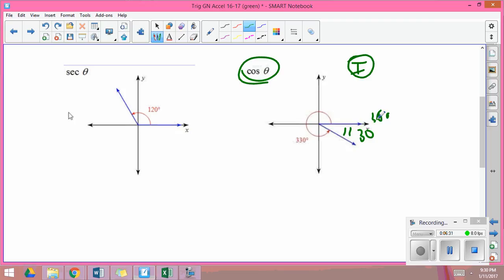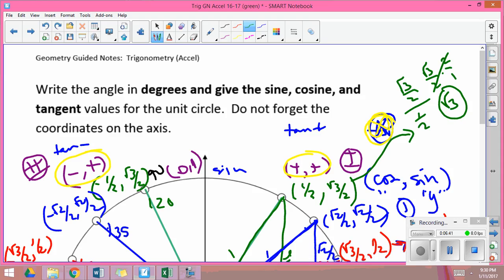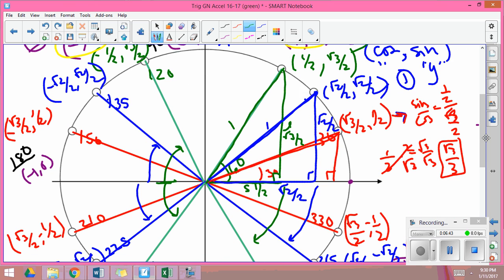I've gone all but 330. That leaves 30 degrees left. So really, I'm looking at that angle right there. If we remember, that 30-degree angle right here has a cosine value of the square root of 3 over 2.